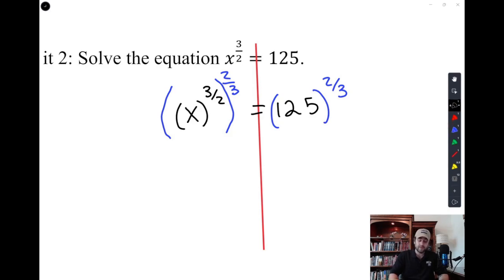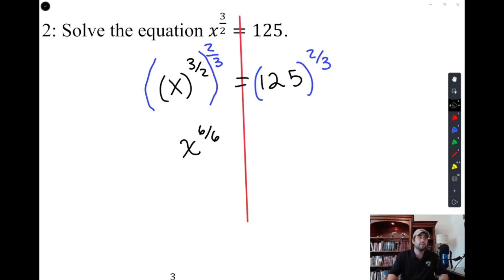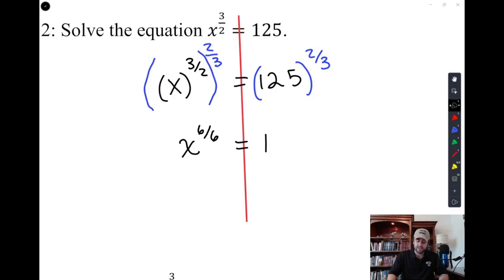And now what we're left with on the left side, if we multiply exponents, we just get x to the 6 over 6. Notice 3 times 2 is 6, and 2 times 3 is 6 on the bottom. And I'm not going to evaluate this yet. I'll wait and do it in a second. And then, well, that's just x to the first power, which is just x. X to the first power, that's just x by itself.